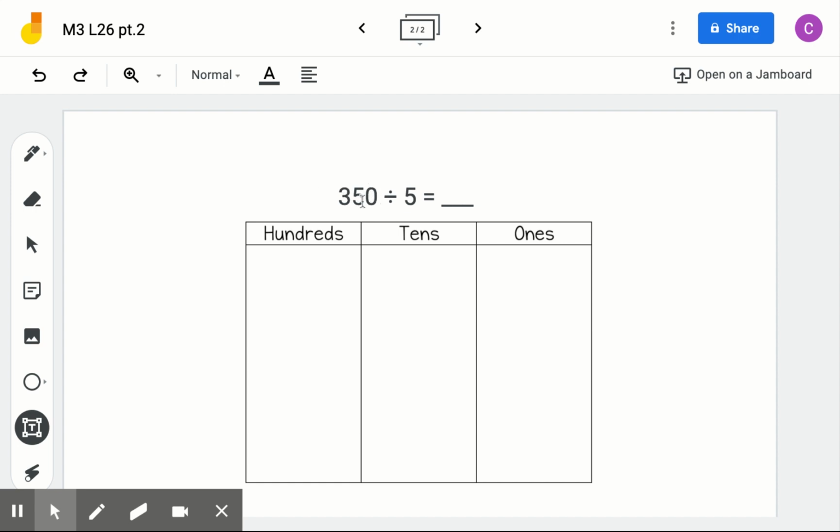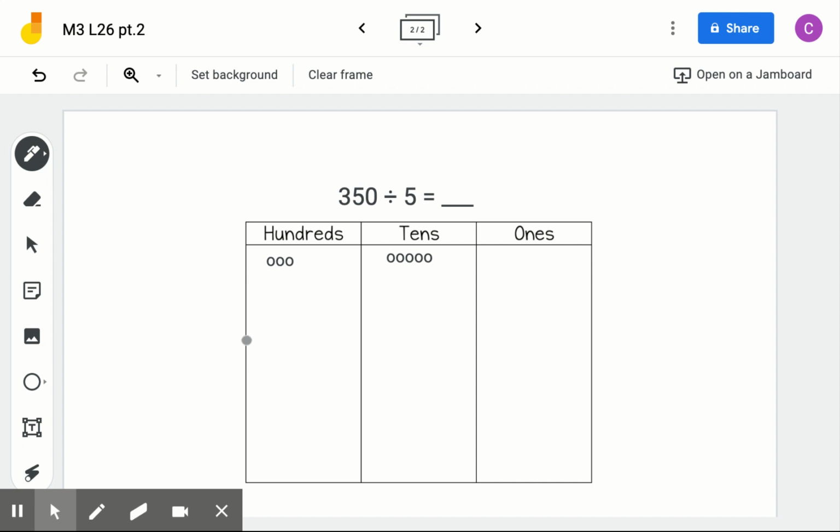That's 3 hundreds, 5 tens, and 0 ones. 3 hundreds, 5 tens, and 0 ones. I'm going to take 350 and divide it into 5 equal groups.